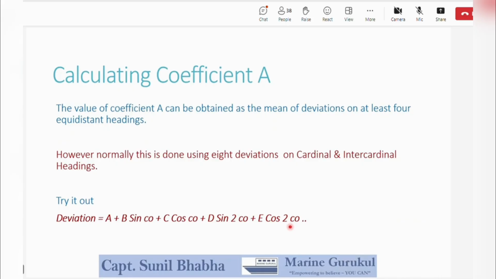Beta, can you note the deviation of the ship? Yes sir. You noted the ship's deviation on the 4 cardinal headings. Okay. You took their mean. Mean means add all of them and divide by 4. You will get a value. Okay sir, that is coefficient A of that ship.